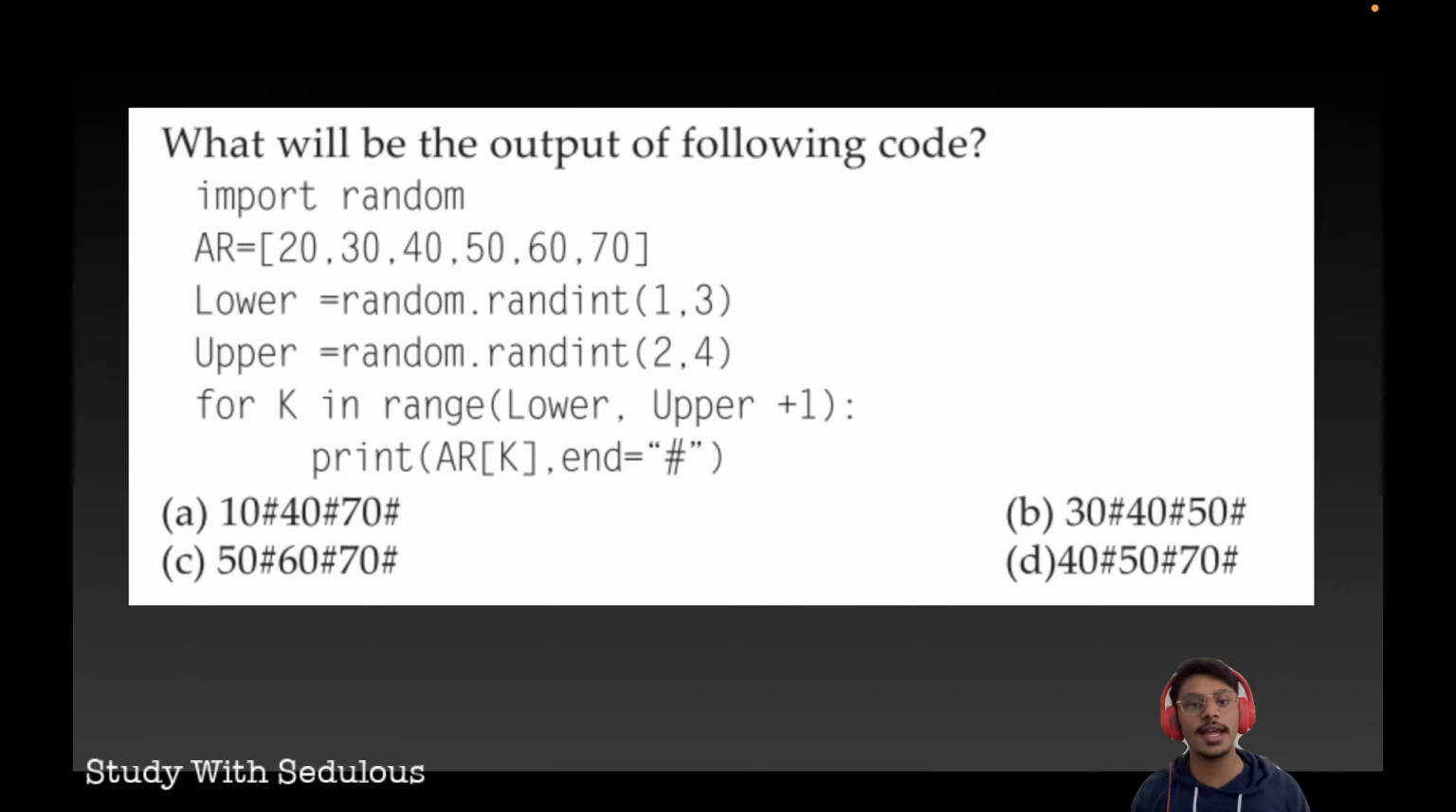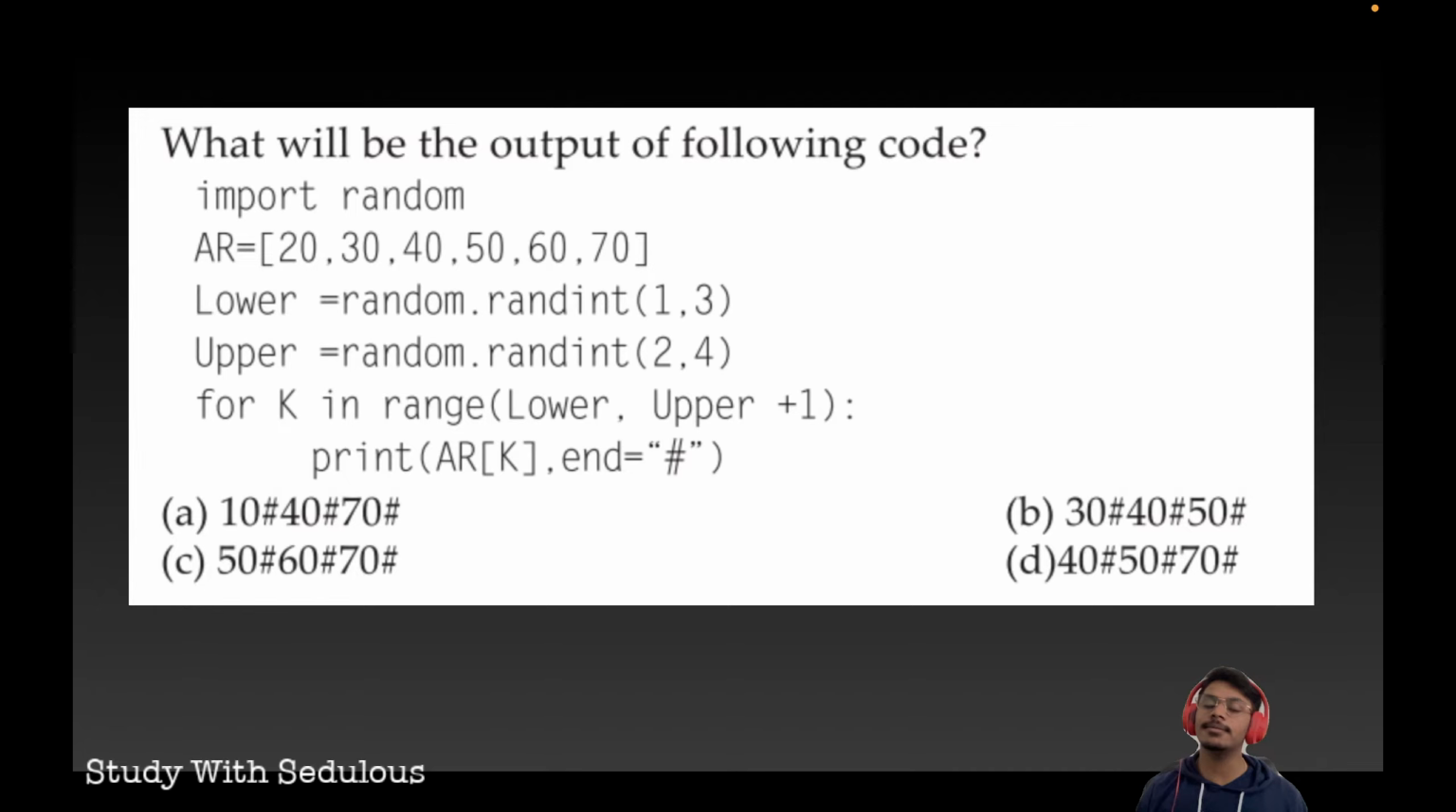Okay, ar would be 20, 30, 40, 50, 60, 70. So position 1 to position 5, with indices 0, 1, 2, 3, 4, 5. So we can get 20 to 70, any number we can get. Right? Yes. Okay. Can we get 10, 40, 70? Let's check. 10 is not there in the number list itself, so that option is cancelled. 50, 60, 70, probably yes. 30, 40, 50, probably yes. 40, 50, 70, probably yes.